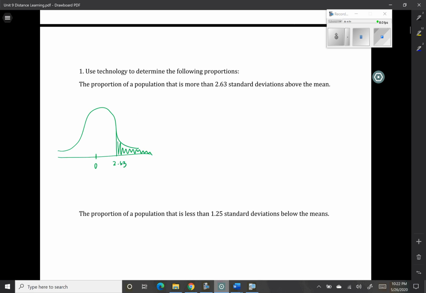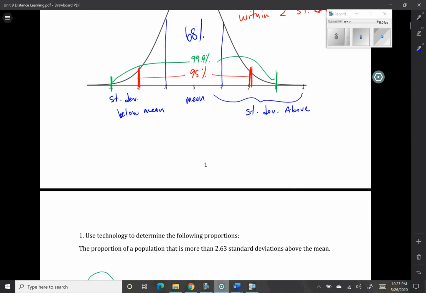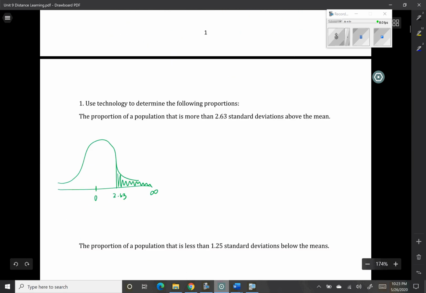Now, this goes on forever to infinity, right? Now, when we think of data, I just said before, 99.9% of data falls within 3 standard deviations of the mean. So think about what percent of the data falls within 5 standard deviations of the mean or 10 standard deviations of the mean. You're talking about percents that are so small, they don't matter anymore. So what we have to look at is what's the lower number and what's the higher number.